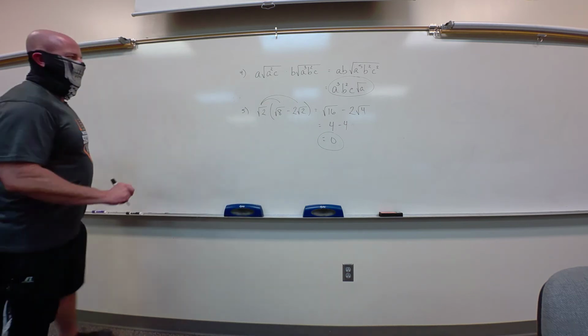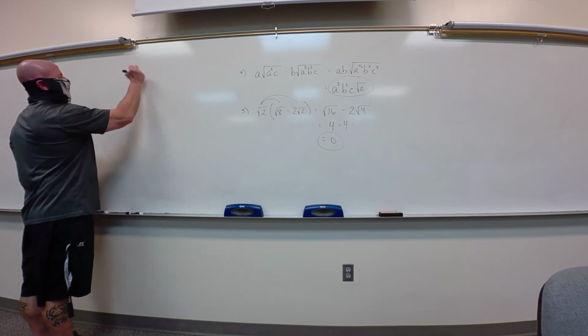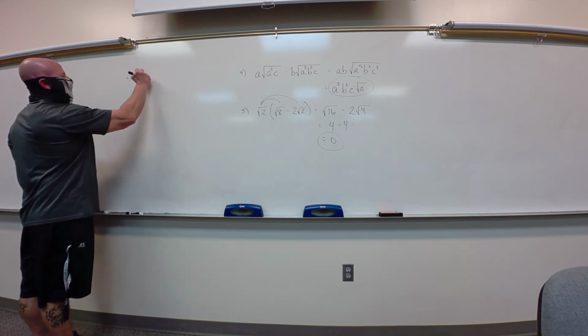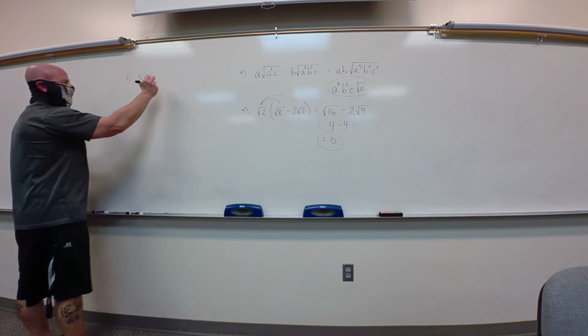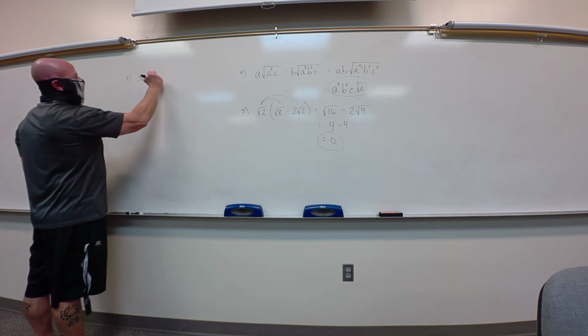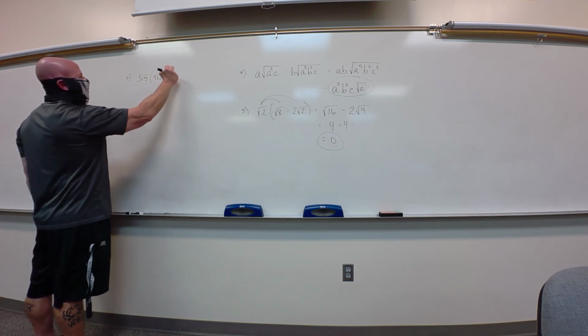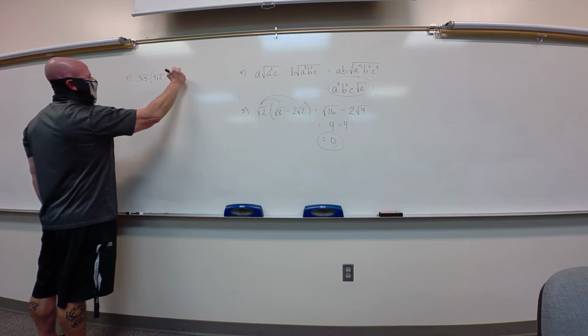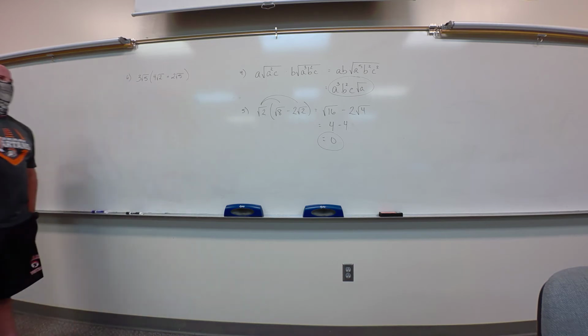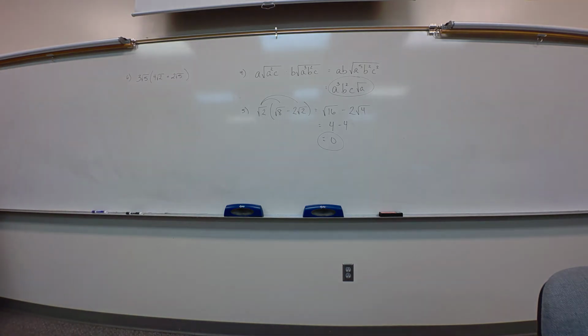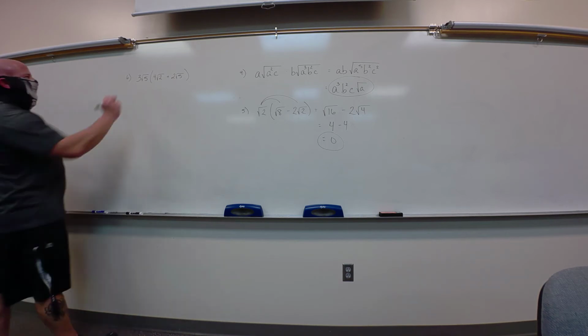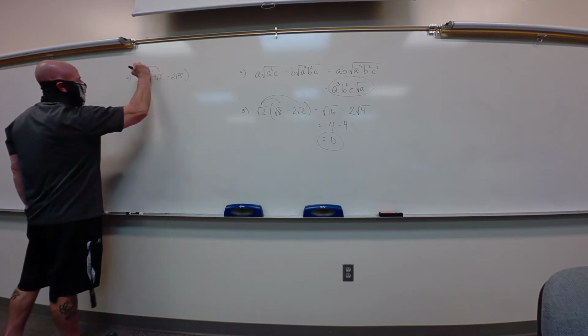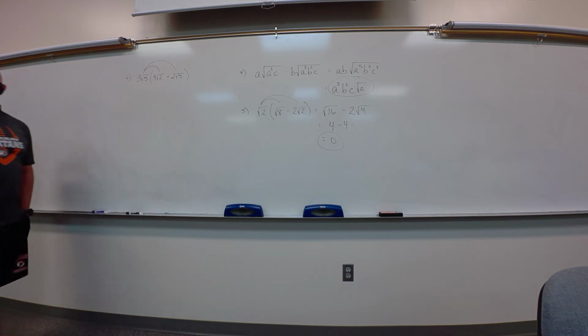Okay, let's look at one with an outside number here. Let's go 3 root 5 times 4 root 2 plus 2 root 5. Looks a little worse than the last one because we got that 3 out front, but we're still going to do the distributive property. Whatever's out here, you're distributing to the first one, then distributing to the second one.